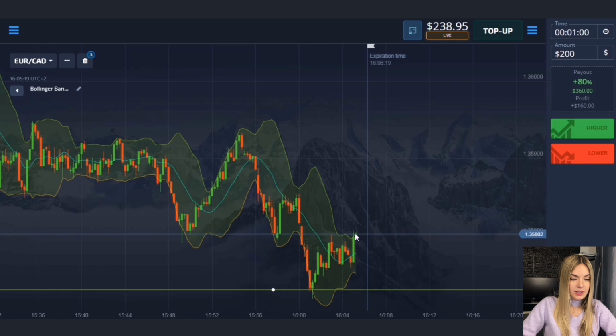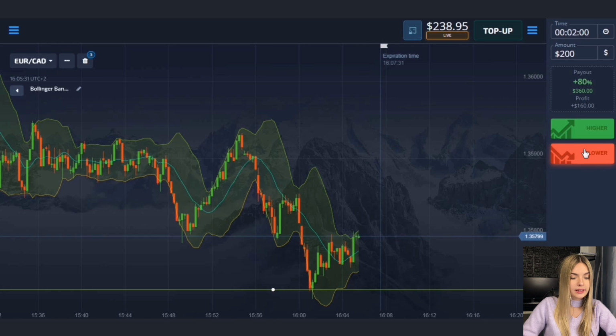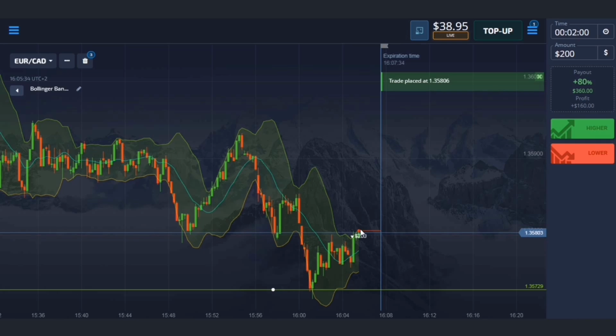Here we see that there has been an upward pullback from the support level. I think the price will continue its movement towards the support level. In this situation, I suggest opening a deal for 2 minutes to decrease, since the price at the moment has approached the upper limit of our indicator from which a pullback is more likely to occur. And so guys, let's wait for the end of our deal.